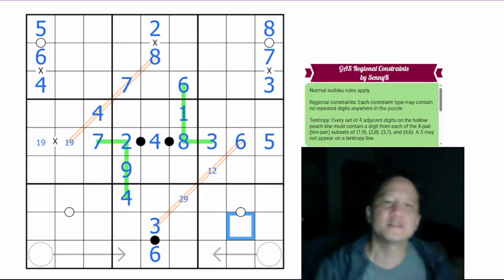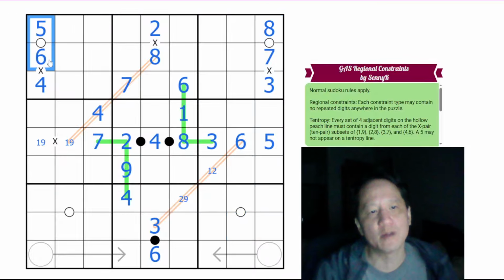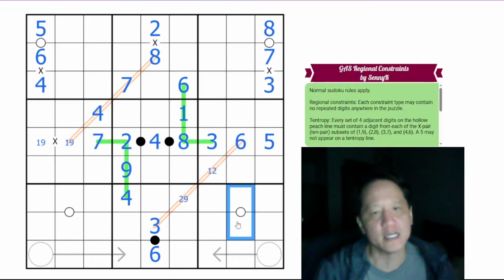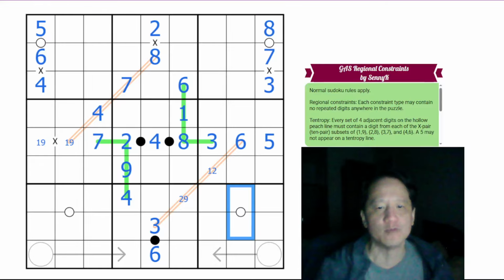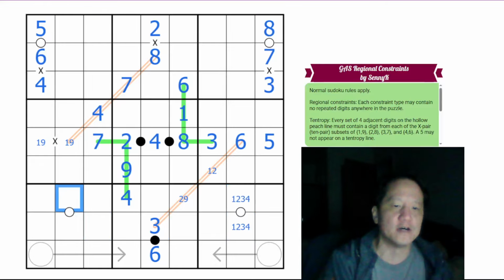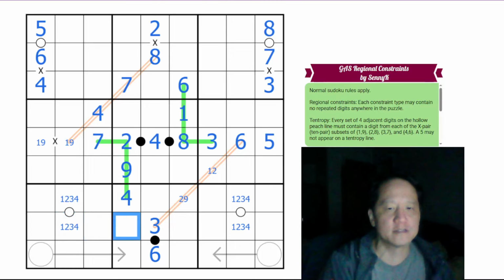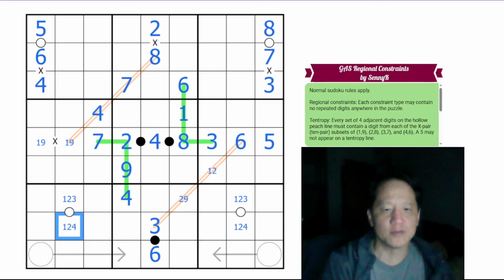We have 5, 6, 7, 8 on the white Kropke dots. 9 can only be consecutive with 8. And we already have the 8 used on a white Kropke dot. So therefore, these must be 1 through 4 left on the white Kropke dots. So this cannot be 4, which means this can't be 3. And this can't be 4, so that can't be 3.